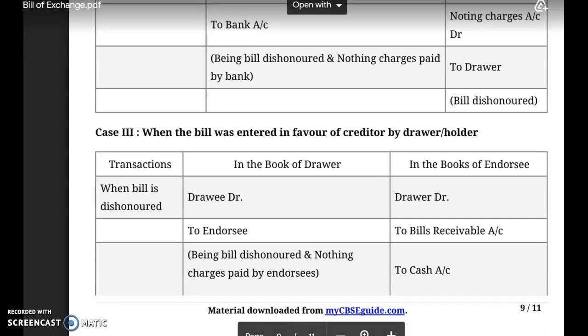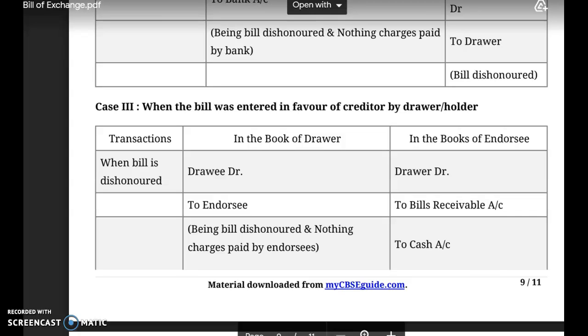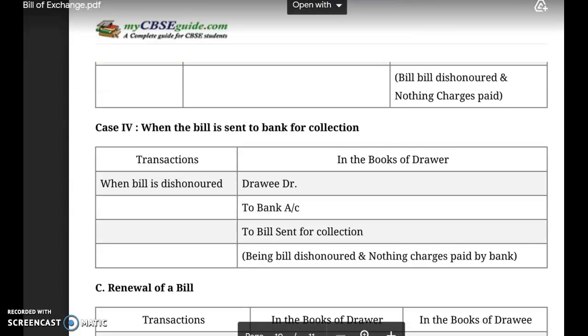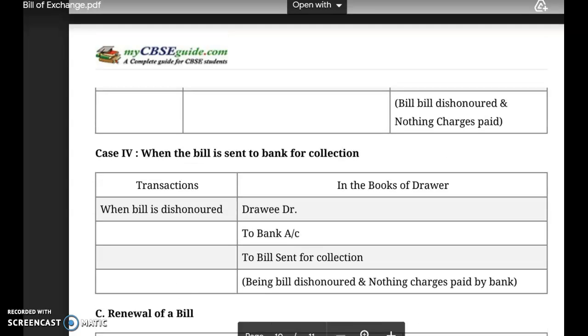In the third case, when the bill has been endorsed to the third party, drawee account debit to endorsee in the books of drawer; he will recover total amount from drawee and make payment to the endorsee or the third party to whom the bill has been endorsed. With reference to the fourth case, last case, bill sent to bank for collection, entry will be same, that is drawee account debit to bank account to bill sent for collection account, and in the books of drawee, the same or common entry, that is bills payable account will be debited, noting charges account debit to whom? To drawer. He has to pay the gross or total amount to the drawer.